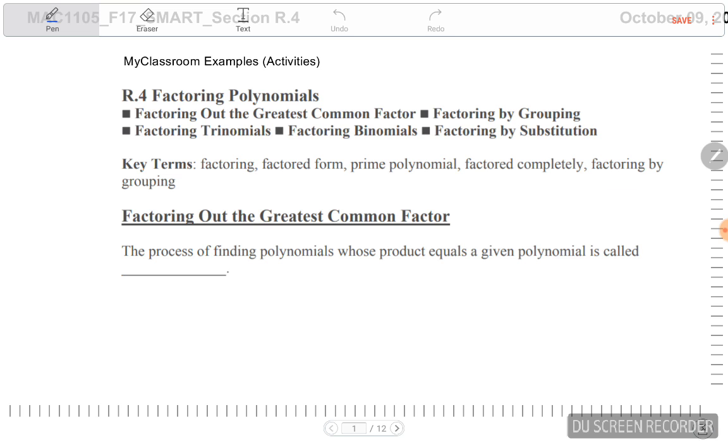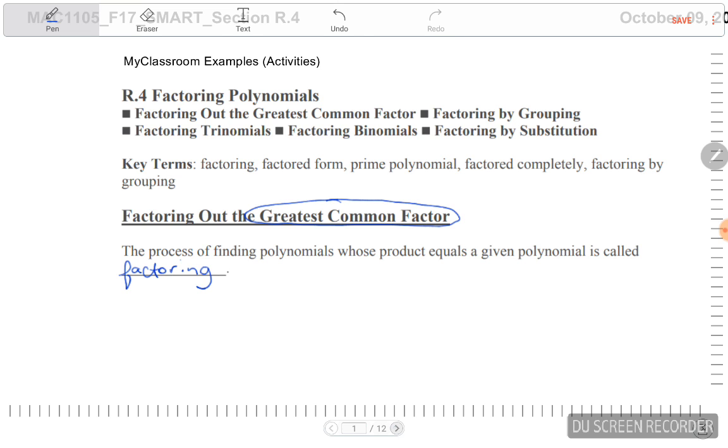So my advice is that you practice factoring by grouping with every example. And then if you don't need it on the test, you can do it quicker, great. But if you do need it, you'll already know how to do it. So, all right, so here we go. This first little statement here, factoring out the greatest common factor. Well, the greatest common factor is what you always want to look for first. And the process of finding polynomials whose product equals a given polynomial is called factoring.